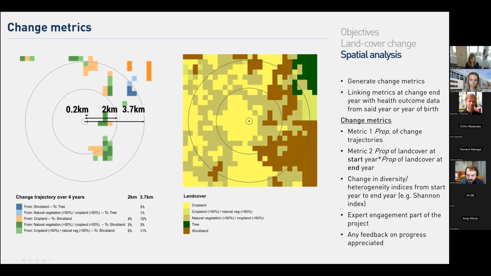And as part of this research, expert engagement is really, really important. So we've set up a number of meetings with people who are experts in the products that we're using, and also this kind of analysis, so for example, ESA, WRI, and GLAD as well in Maryland. So yeah, any feedback from people here at this forum as well would be greatly appreciated to understand better how we can conceptualize the system and do the analysis. So thank you very much.